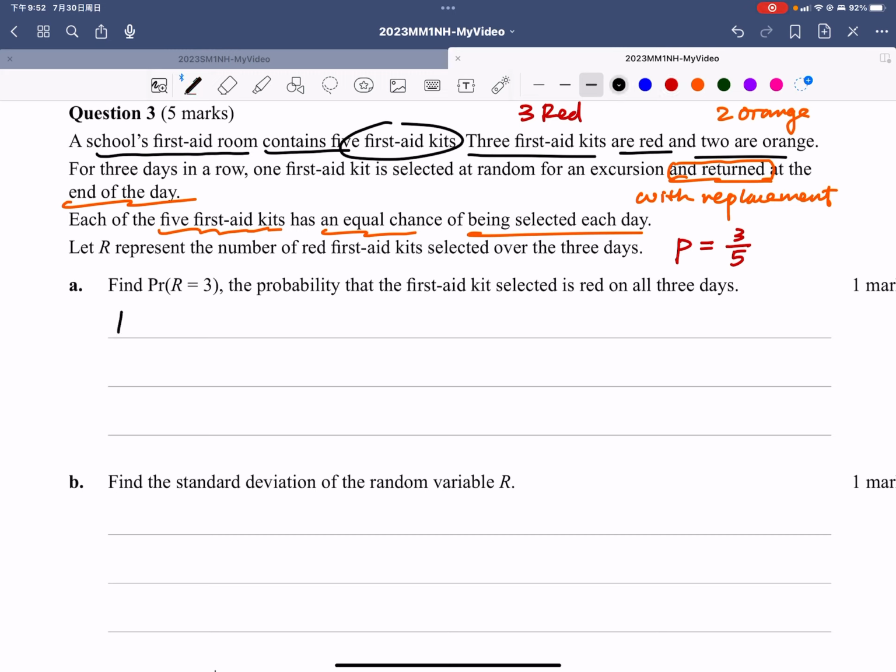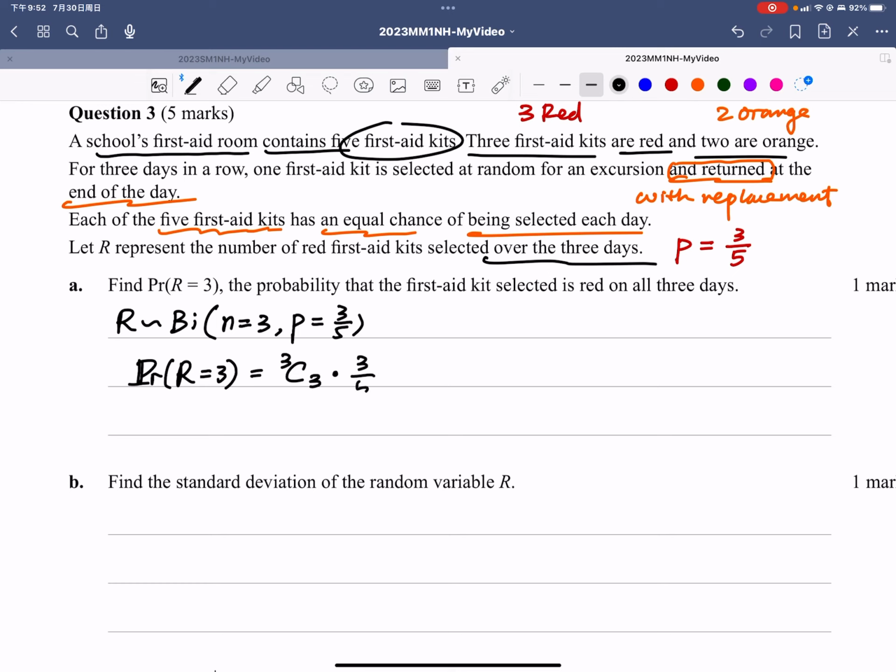Now, I could say R is a binomial distribution. N equals 3 for the 3 days, and for 1 day, P equals 3 over 5. So if I'd like probability R equals 3, that is basically 3 choose 3 times 3 over 5 to the power 3, and the probability of failure, which is selecting the orange color, to the power 0. So this is 1, this is 1. So we basically get 3 out of 5 to the power 3, so 27 out of 125, okay?